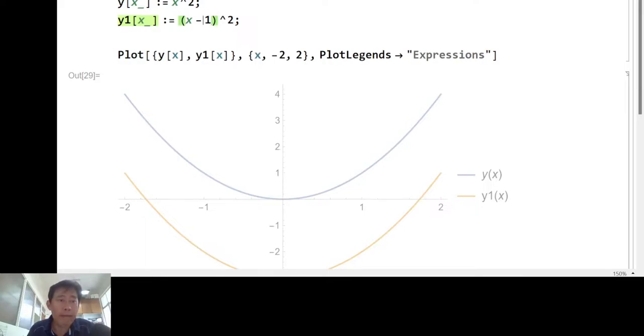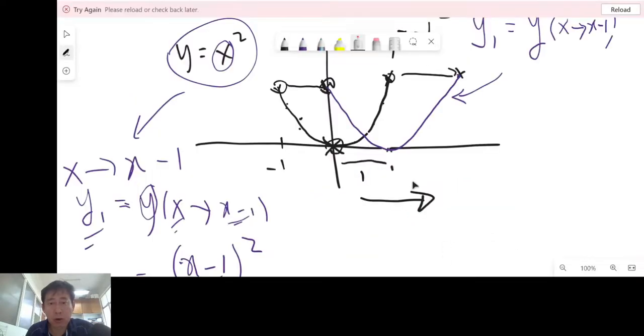So y1 here is the expression obtained from y by replacing the x by x minus 1. Then after that, you have to raise it to the power of 2. Then I'm going to plot these two functions. I'm going to see that the function of y1 is similar to what I have drawn here on this screen. So you see the graph of y1.